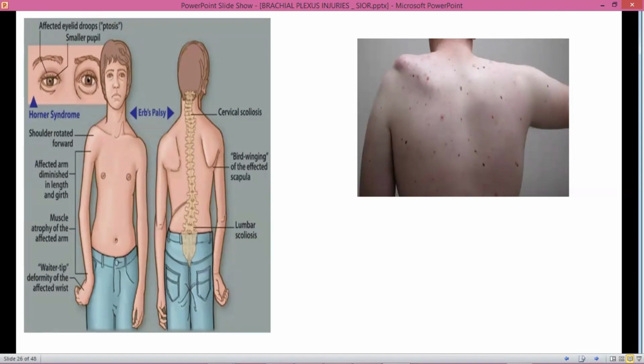From the posterior view, you will see cervical scoliosis, and due to paralysis of the serratus anterior, you will see bird winging of the affected scapula, and compensated lumbar scoliosis will be seen posteriorly.